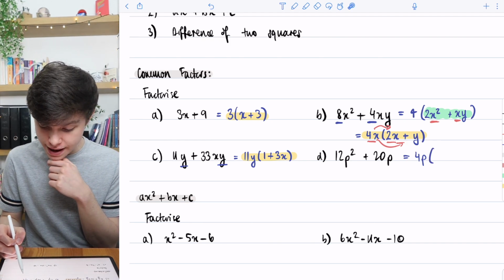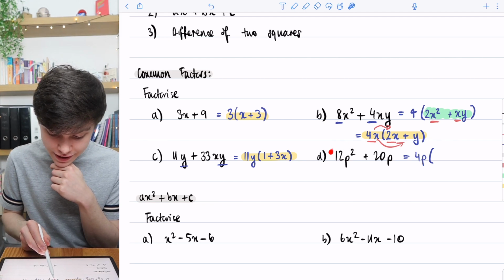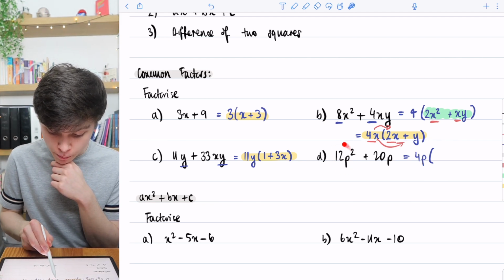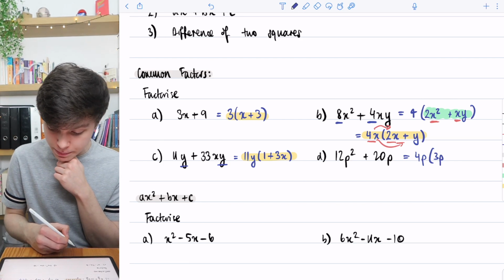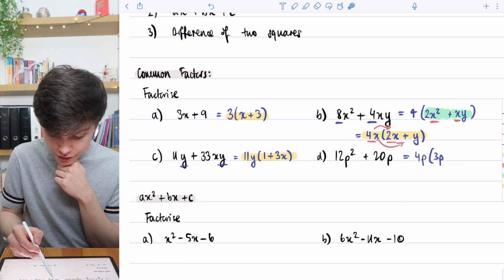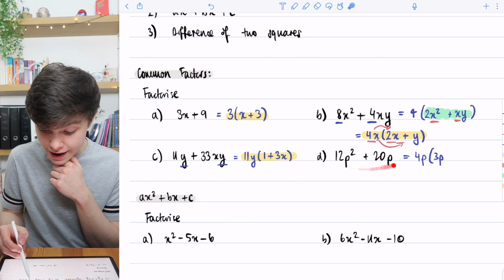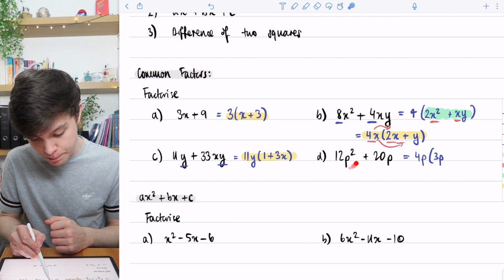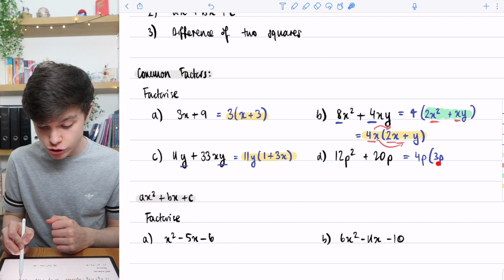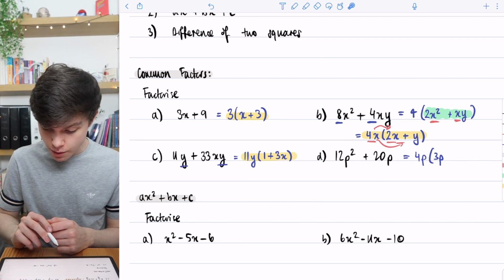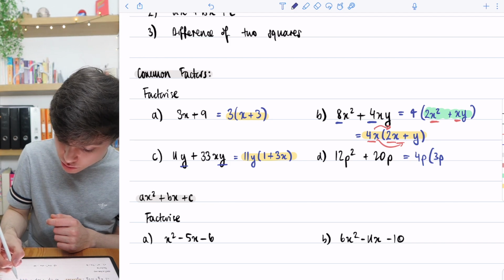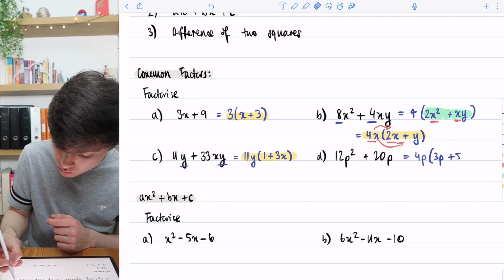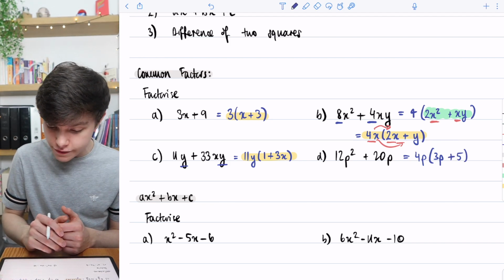If I take 4p out, I'd need to divide this term by 4p. And when we do that, I'd be left with 3p, because 12 divided by 4 is 3, and then p squared divided by p is just 1p. Then I need to divide this term by 4p. And when I do that, I would get, let me write that a little neater, plus 5.